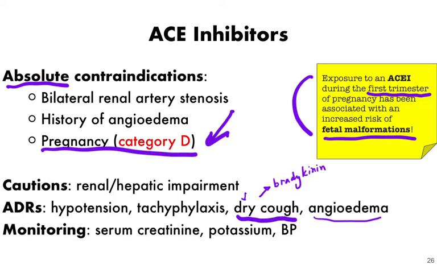To monitor patients on ACE inhibitors, we of course look at their renal function by way of serum creatinine. We want to monitor their potassium because one of the other adverse drug reactions is we can increase potassium levels with ACE inhibitors. And if we're not monitoring the potassium, we could be pushing them into hyperkalemia. And of course, we want to monitor blood pressure to make sure that the medication is working.